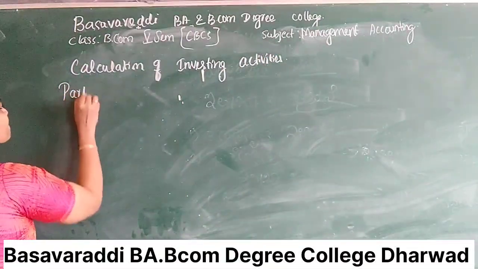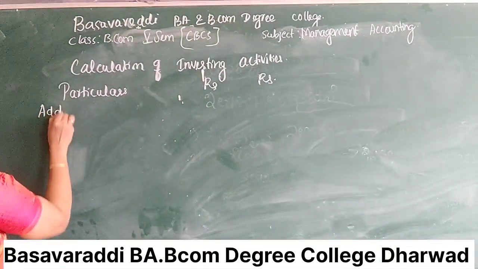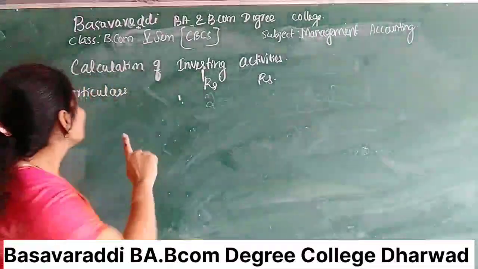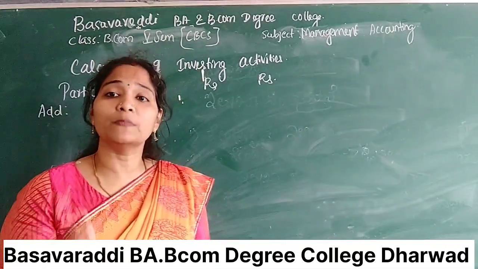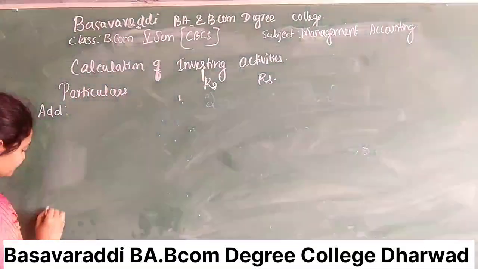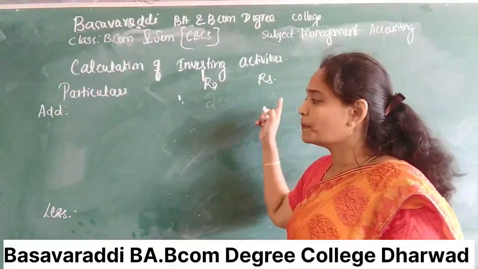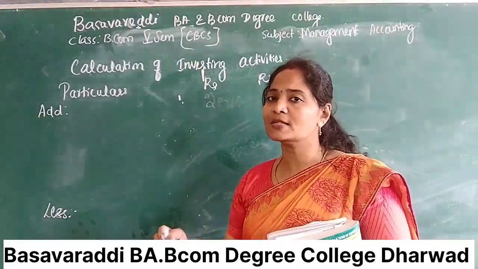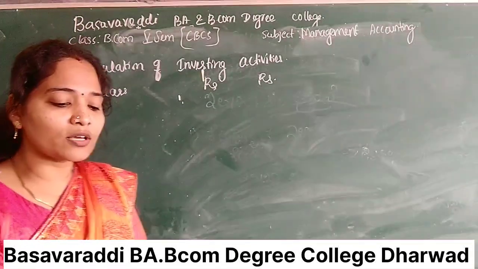First one is particulars, with an inner column and an outer column. In this we have to add all the purchases of the business, which are considered in the investing activities. If we need a new machine because the old one needs repair or has depreciated, we have to sell the old one, and that is considered as a less item. We make the format like this: particulars, rupees. Each purchase for the business goes in the addition column, and every sale of an asset goes in the less column. The first entry, profit and loss account, is not considered in investing activities.